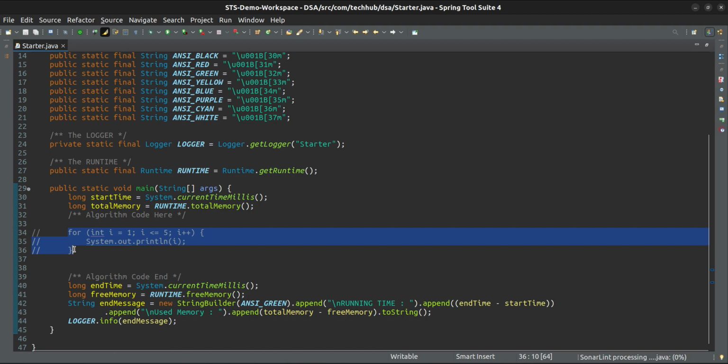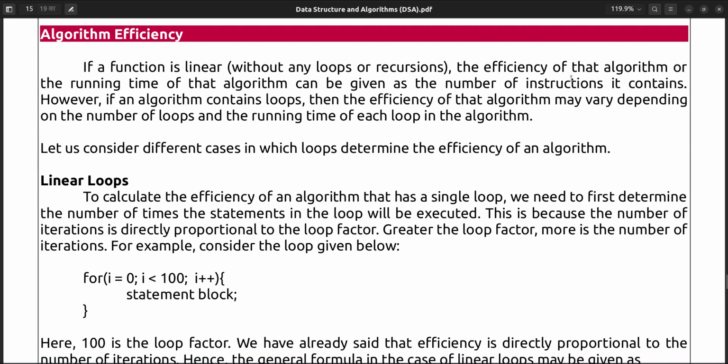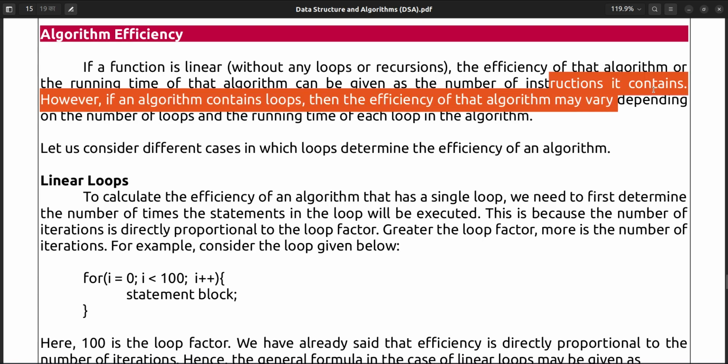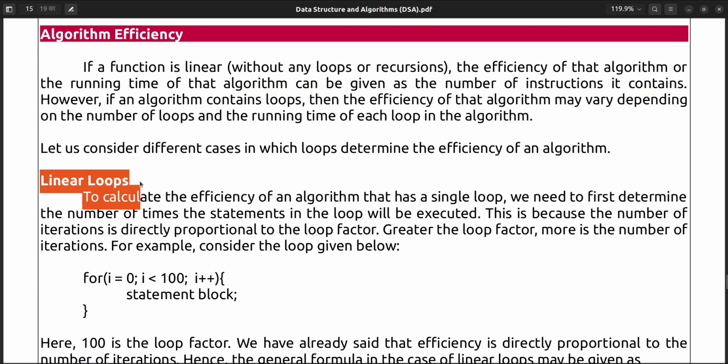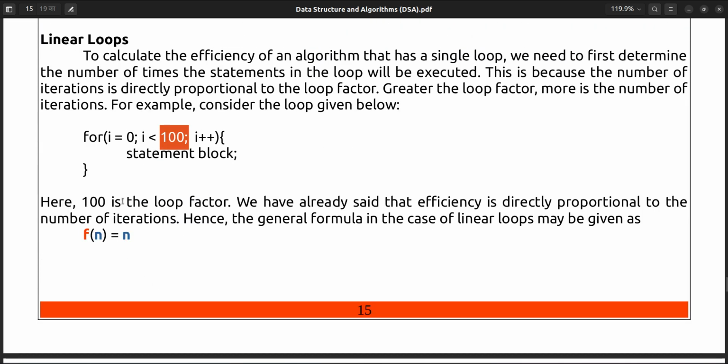Okay, so if you see the efficiency of a running algorithm, if a function is linear without any loop or recursion, the efficiency of the algorithm's running time can be given as the number of instructions it contains. But if it has a linear loop, in this case the statement will be executed n number of times. What is the loop factor? Here the loop factor is 100. So here 100 is the loop factor.